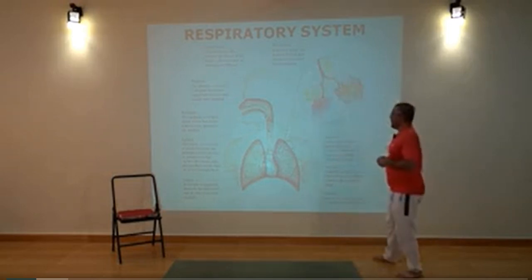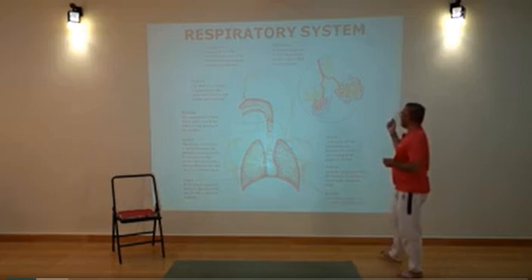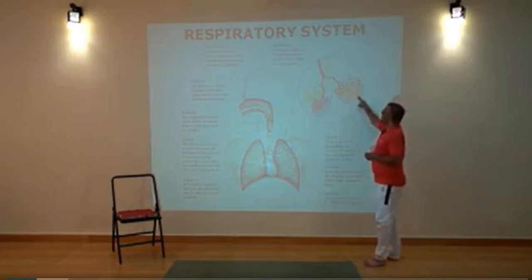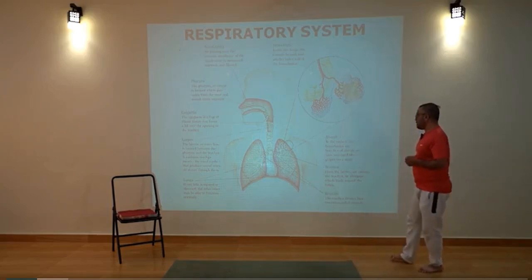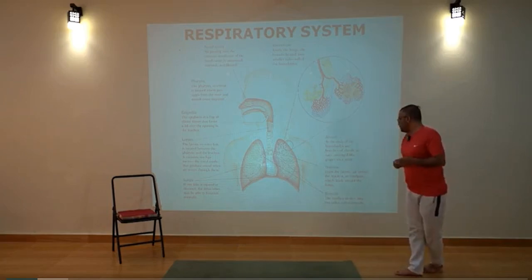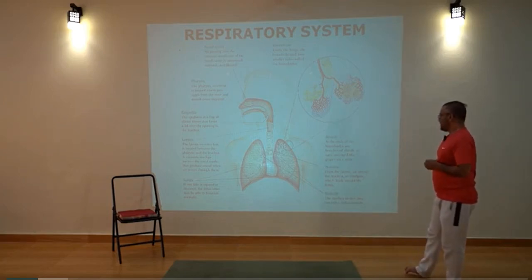And here the alveoli are there. This is the base of the lungs, the grape-like structure that we call the alveoli. At the ends of the bronchioles are bunches of alveoli, air sacs arranged like grapes on a stem.